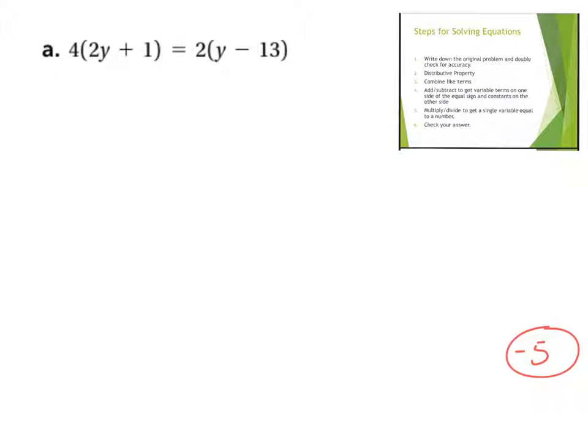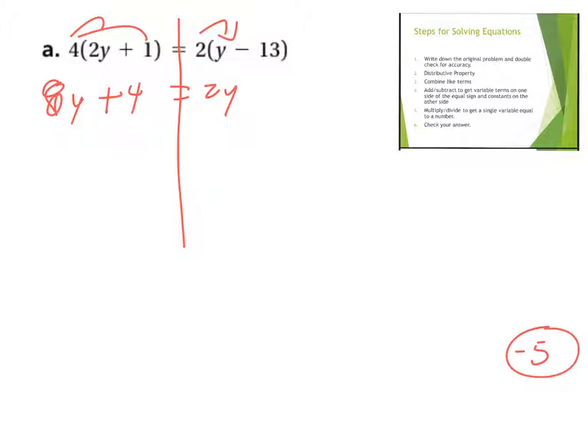All right, so I'm going to draw that line that I like to start off with, and we're going to distribute. 4 times 2y is 8y. 4 times 1 is 4. 2 times y is 2y. 2 times negative 13 is negative 26.